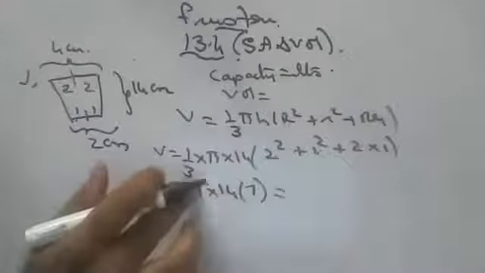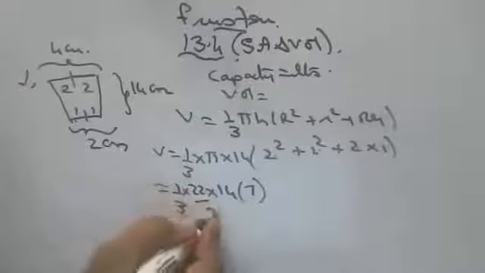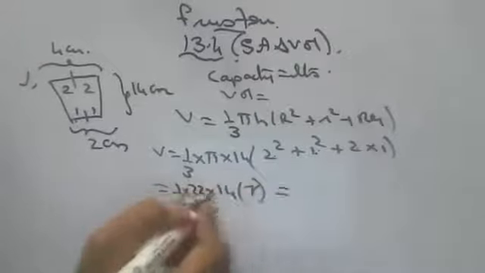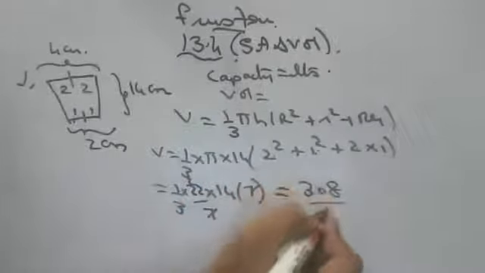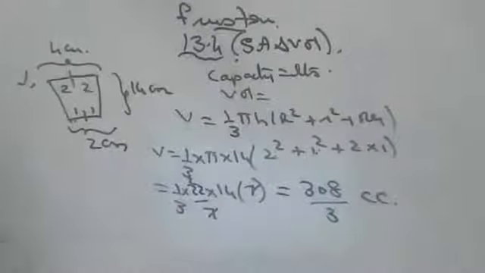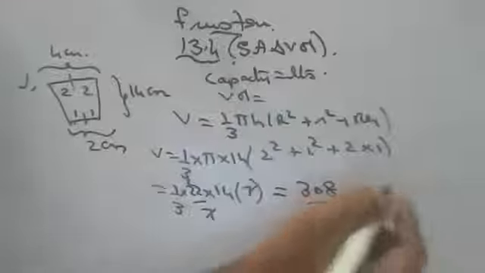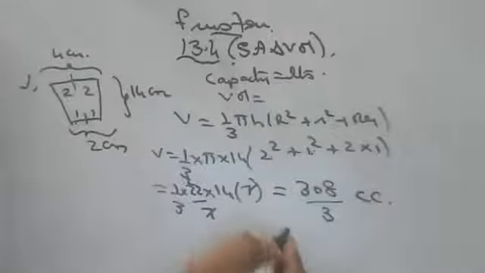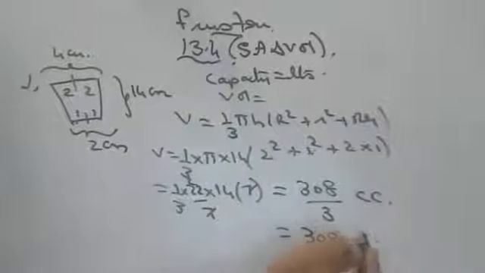Okay, so children, this pi we will write as 22 by 7. 7, 7 cancel. So 14 2s are 28, 48, 308 by 3. This is cc. Cc means centimeter cube. Volume always we say cc, centimeter cube. How to convert cc to liters? Cc to liters is divide by 1000. So 308 by 3000 liters.